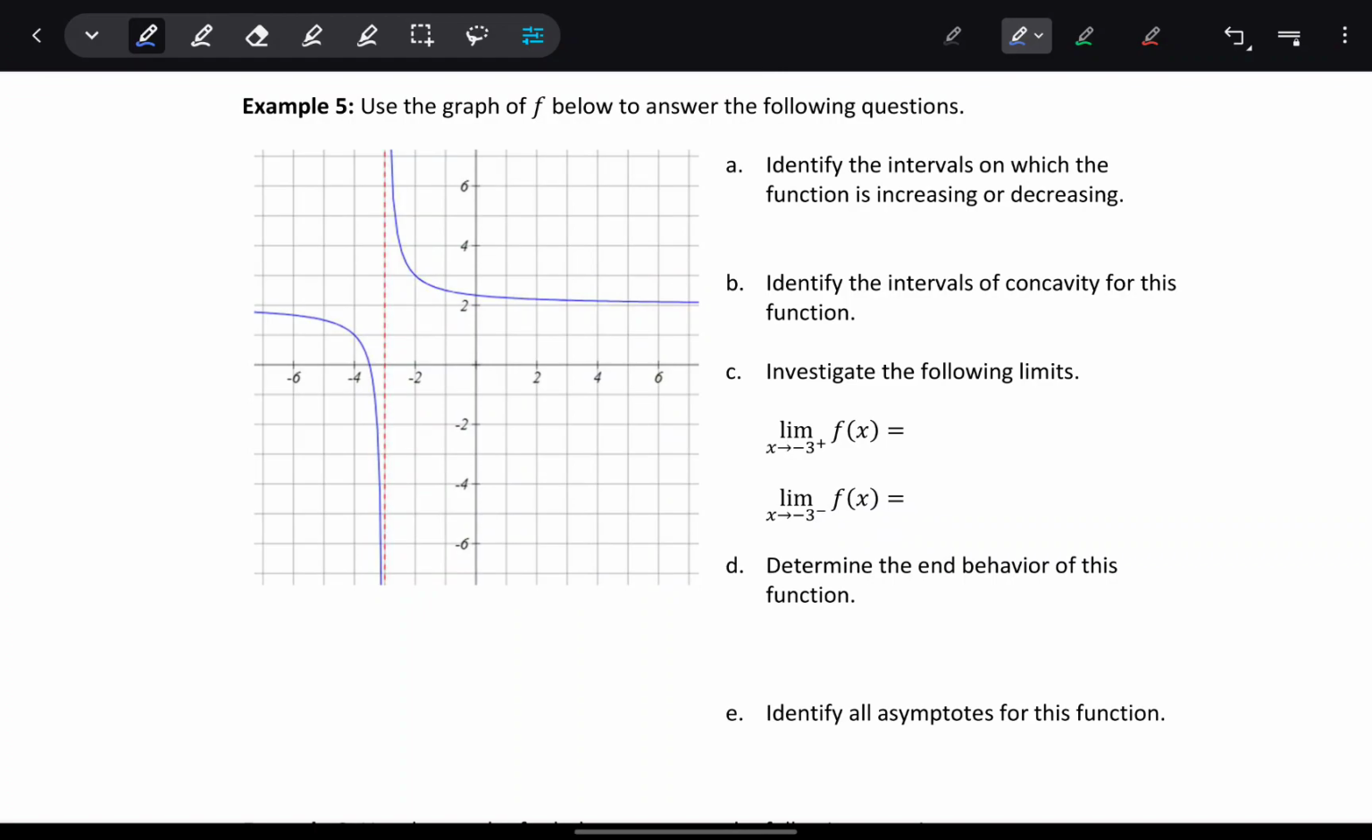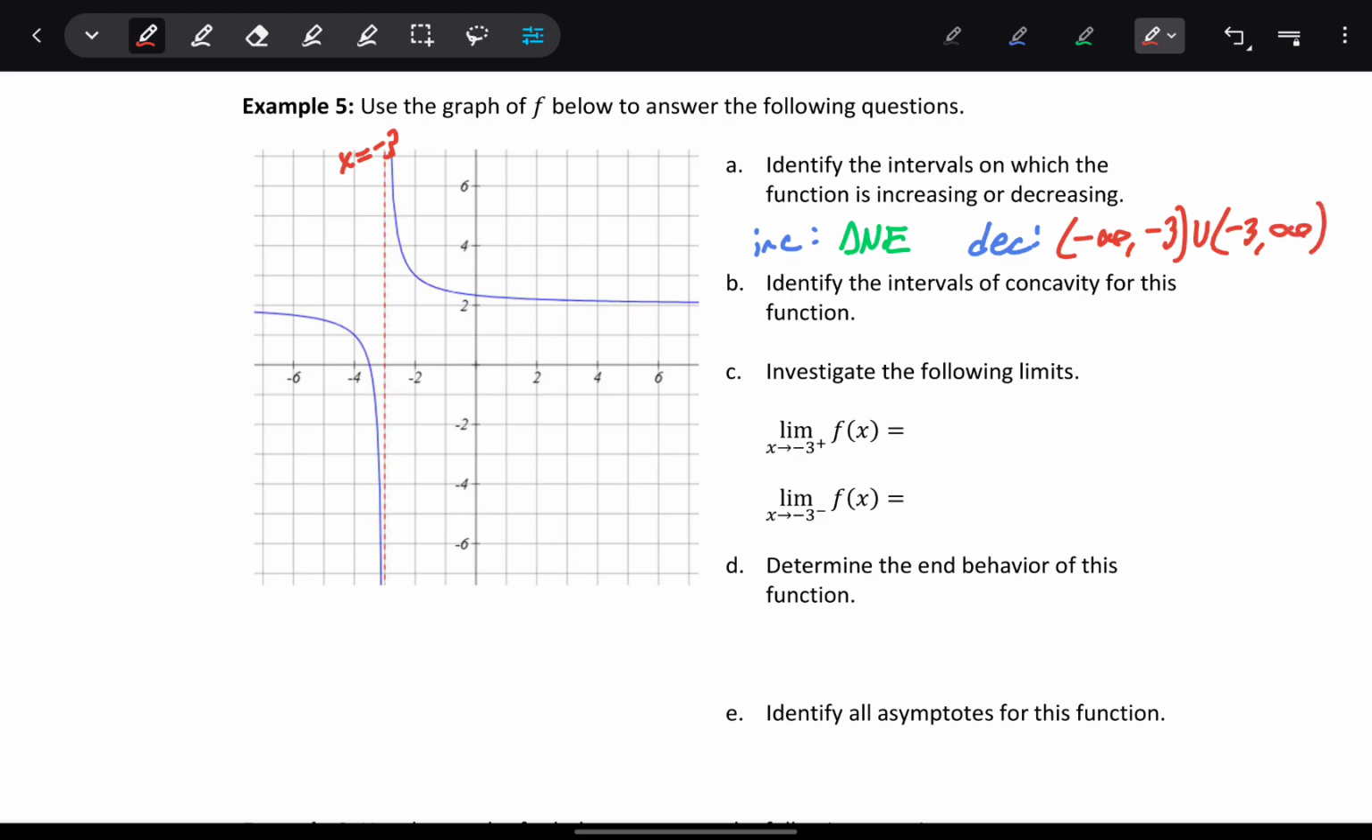In example 5, part A, we still want to start off by identifying intervals of increase and decrease. This function is decreasing everywhere except at that point of discontinuity. So there's no interval where it's increasing, but we can say that our function is decreasing on 2 intervals. First, from negative infinity to negative 3, since that's where this vertical asymptote occurs. And then we need to put in a break. So we'll put in a union symbol and then continue that interval from negative 3 to infinity.